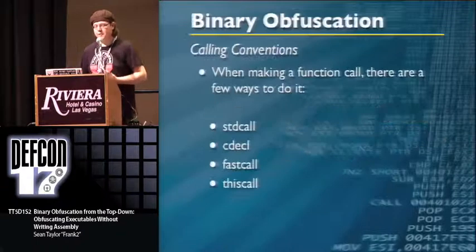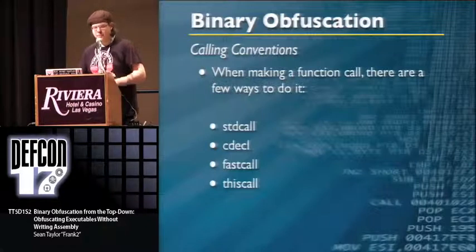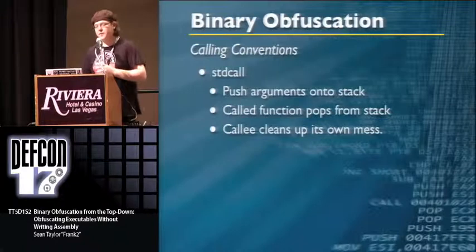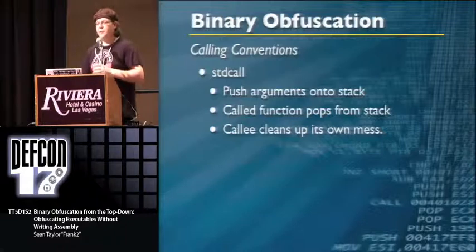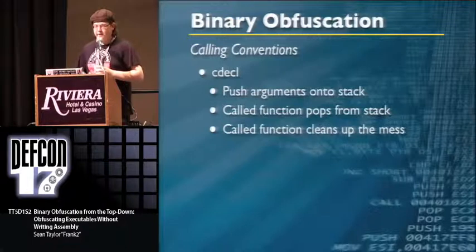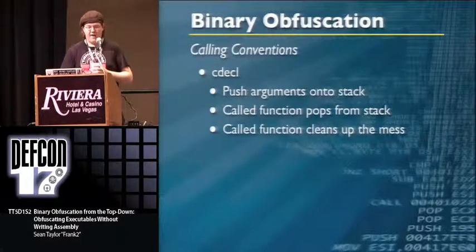So these are the four typical types of calling conventions. You have stdcall, cdecl, fastcall, and thiscall. And these are very simple calling conventions. What you really need to know is for stdcall, it pushes a bunch of arguments onto the stack. Then the called function pops everything from the stack, and the called function cleans up the mess. Cdecl is kind of the inverse of this. It pushes arguments onto the stack, the called function pops from the stack, and then the caller cleans up the mess.